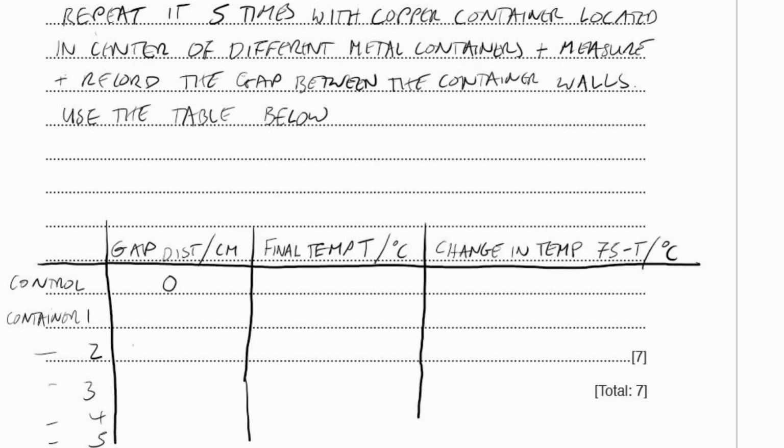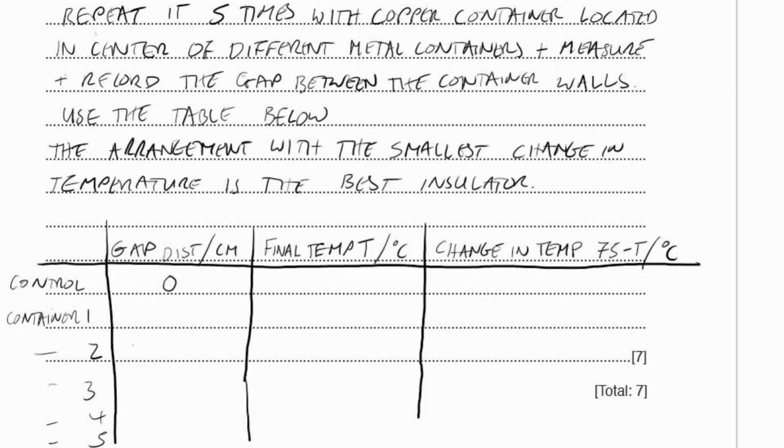Alright, so what you can see is we're recording the gap distance, the final temperature, and the change in temperature. And I've put one entry there. On the left hand side I've got control, container 1 through 5, and control, of course, will have 0 gap distance. Now, the key point is that the one with the smallest change in temperature is the best insulator. So that's all we need to write to finish this off. There we go. The arrangement with the smallest change in temperature is the best insulator. That's it. All done. There we go.